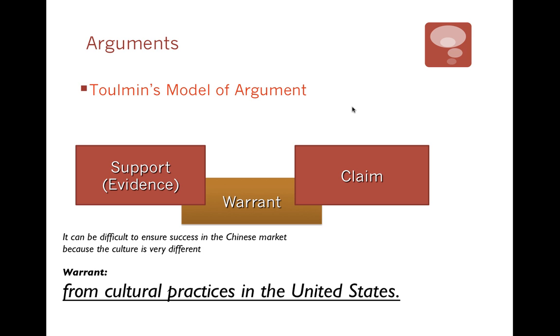explicit in your argument. And in this case, we know from the claim that it's difficult to do business in China. We see all kinds of evidence that China is quite different. But so why is it that China being different makes it a challenge to do business in the Chinese market? It is, of course, because cultural practices in the United States are different. And it's because this tension between US practices and Chinese practices that makes it difficult to always be successful in China. That's the warrant that you need to make explicit.